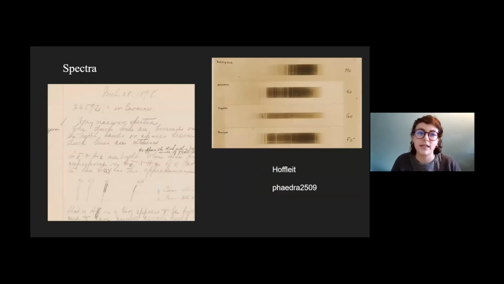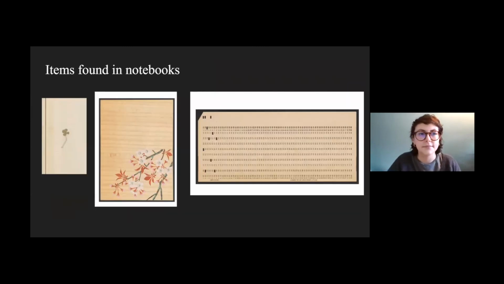Annie Jump Cannon is well known for her work on spectra. These are two examples. The right is from a Hofflet notebook and the left is from a Cannon notebook. But these are two examples of spectra as discussed in the notebooks. The computers and astronomers did a lot of work in this area.